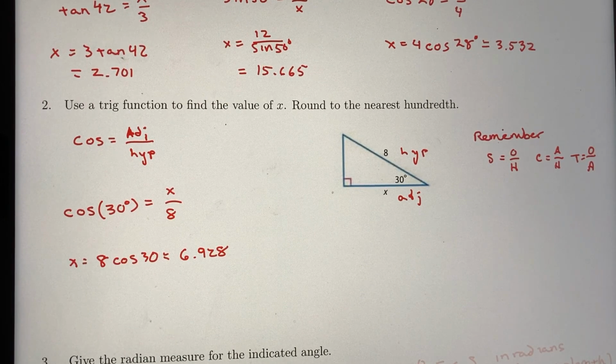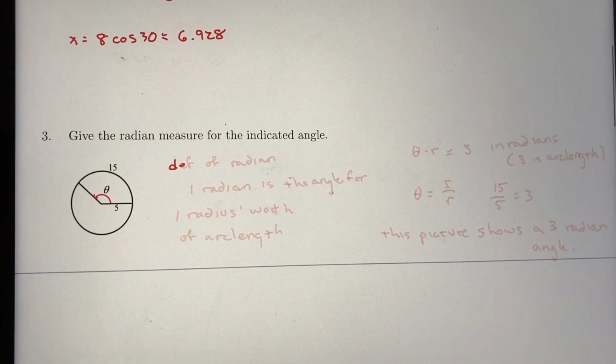Okay, radian measure for an angle. The definition of a radian: 1 radian is 1 radius's worth of arc length, in angle. Let's write this in actual English.